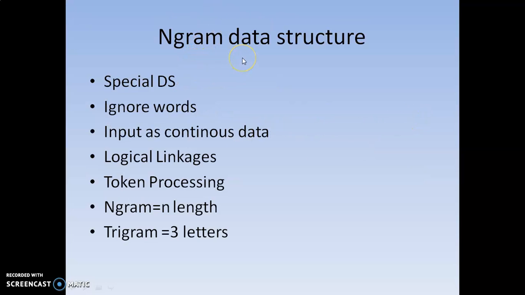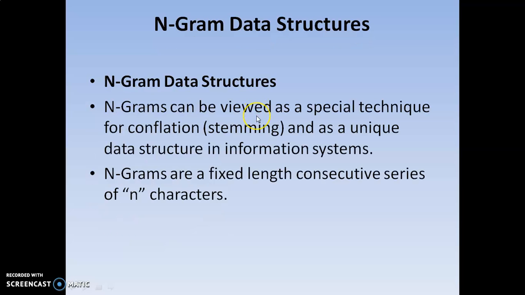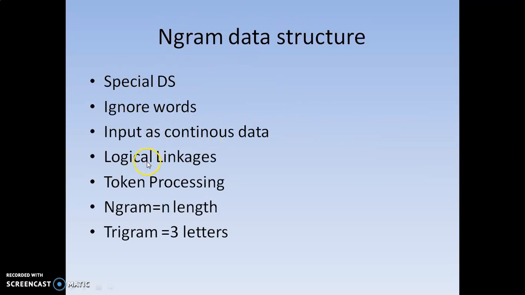What is the speciality of the Ngram data structures? It is a special kind of data structure. It ignores some data, some words, and it works on the input of continuous data, and it provides some kind of logical linkages. Conflation provides the logical linkage between the word you are going to search and where it exists. That mapping, the logical linkage or logical mapping, is called conflation. It maintains this conflation in the form of logical linkages.